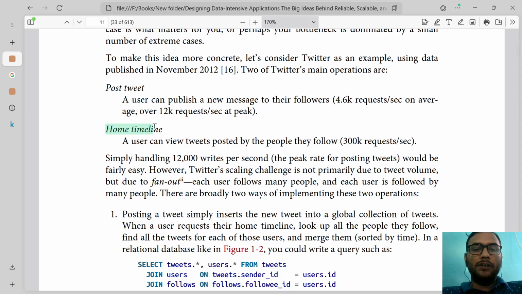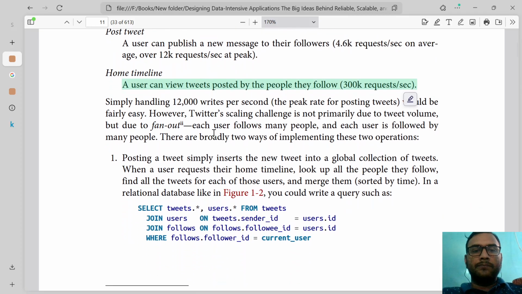The second part of it, the home timeline. A user can view tweets posted by people they follow, and that is the highest, 300k requests per second. So this is the read operation. It says simply handling 12,000 writes per second, the peak rate of posting tweets, would be fairly easy. However, the scaling challenge is not primarily due to the tweet volume, but due to fan out.